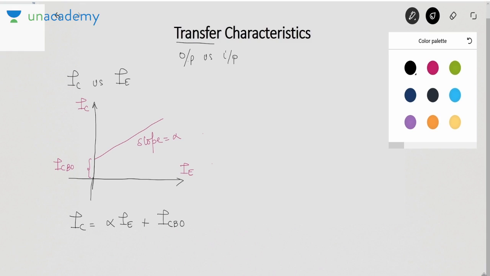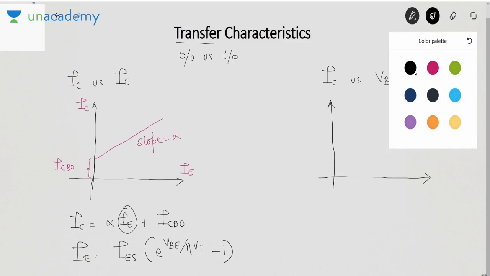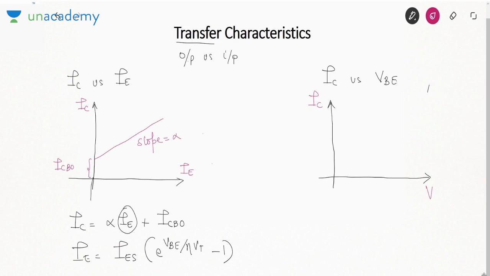The other characteristic is called IC versus VEB or VB. If we are talking about an NPN transistor, we'll take VB. Why I am taking this characteristic is that IC depends on IE, and we know that IE is a function of VBE. I wrote this equation. So IC will also depend on VBE. Since IE varies exponentially with VBE, the same sort of variation is observed for IC. It will also vary like this. This is the transfer characteristic of BJT in common base configuration.